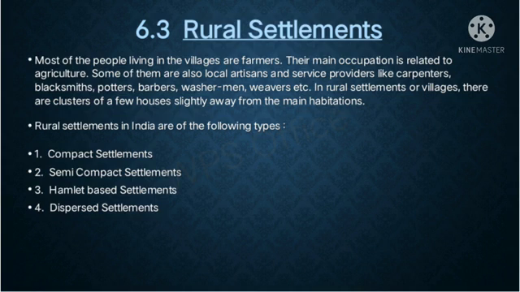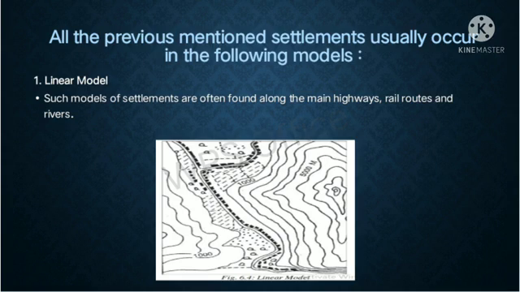Rural settlements in India are of the following types: first, compact settlements; second, semi-compact settlements; third, hamlet-based settlements; and last, dispersed settlements. All the previously mentioned settlements usually occur in the following models. First, linear model. You can see the picture, it will help you to understand easily.